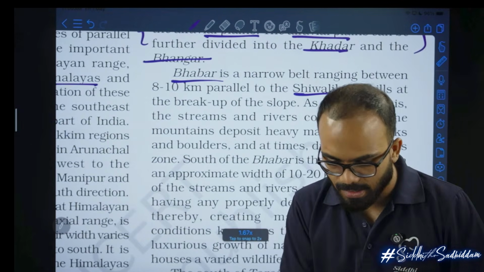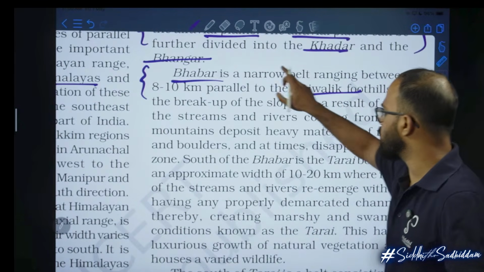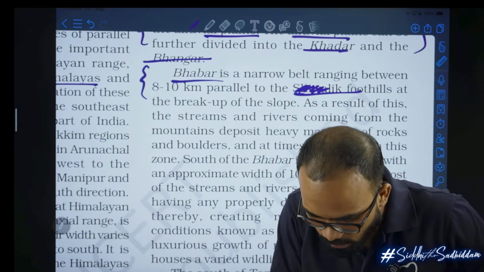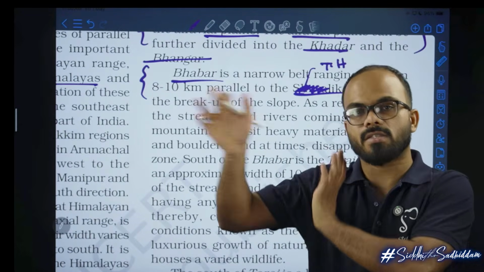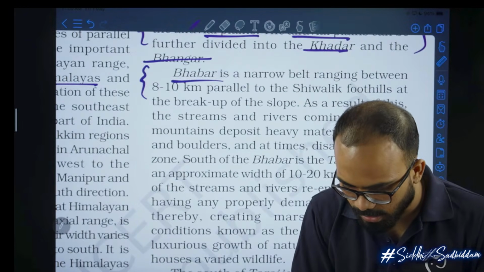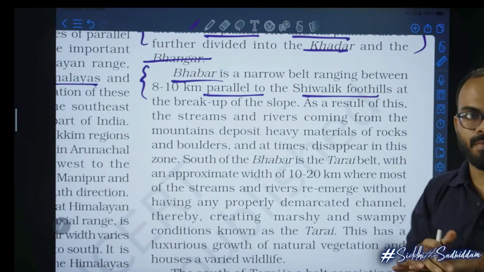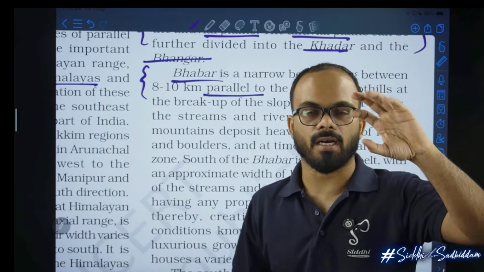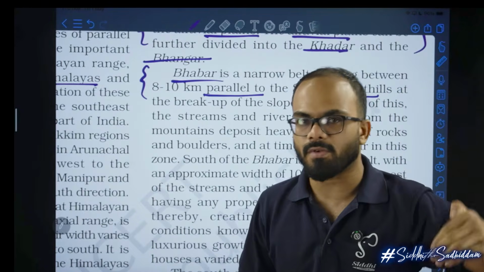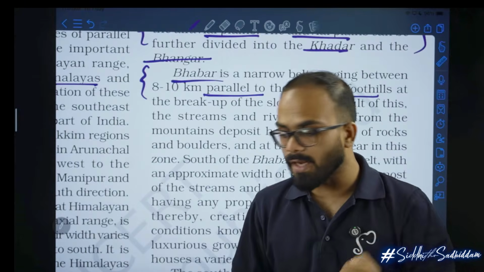The single sentence can be asked in the exam where they would say Babbar is a narrow belt ranging between 8 to 10 kilometers parallel to... simply they will write Trans-Himalaya range. Please be very careful. All these Babbar, Khadar, Bhangar, etc., they are found parallel to the foothills of Shivaliks, the bottommost portion. You don't find Babbar, Terai, all these things at every stage of Himalayas. You will find them only at the foothills of Shivaliks only.